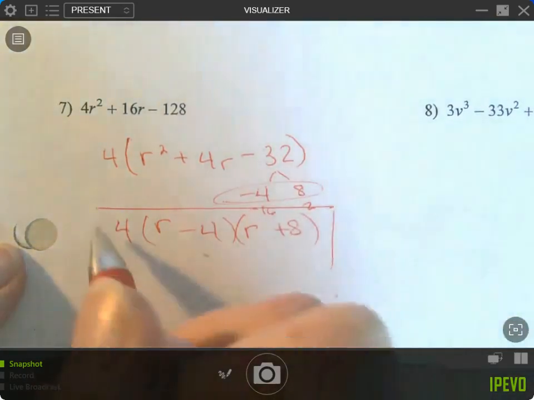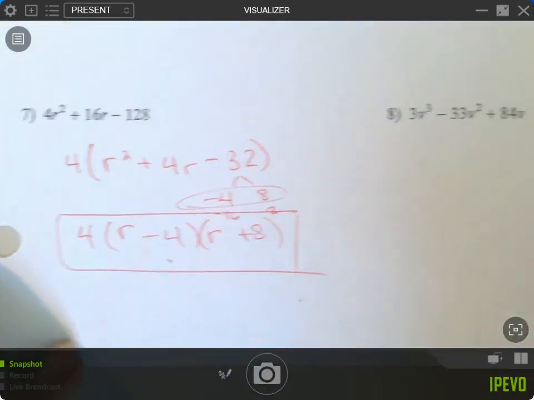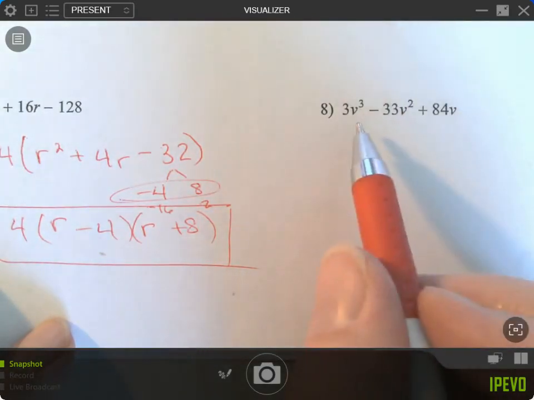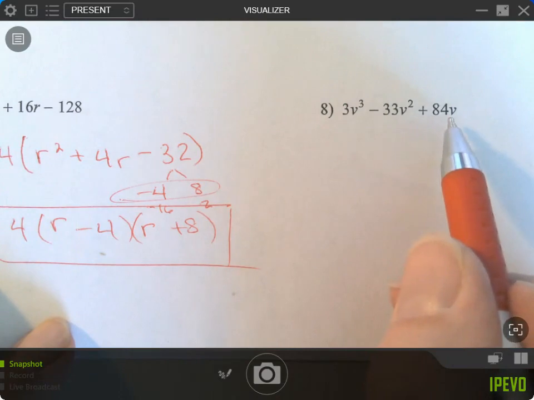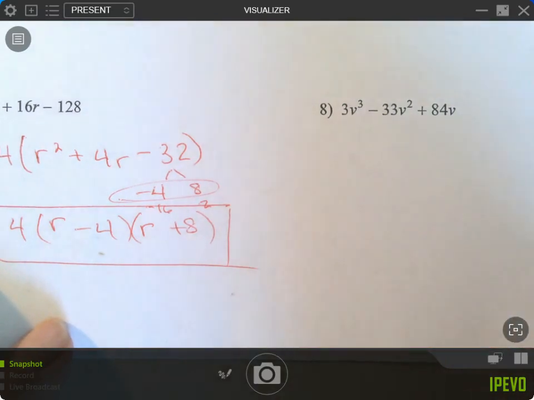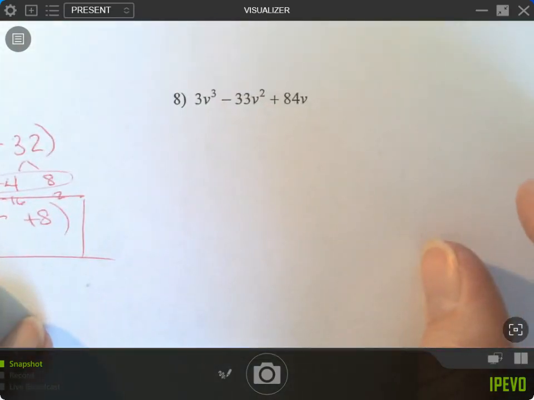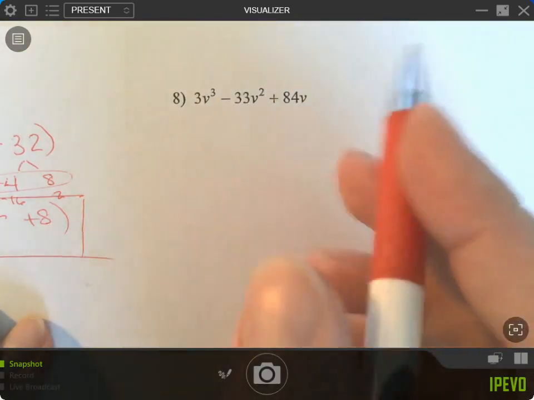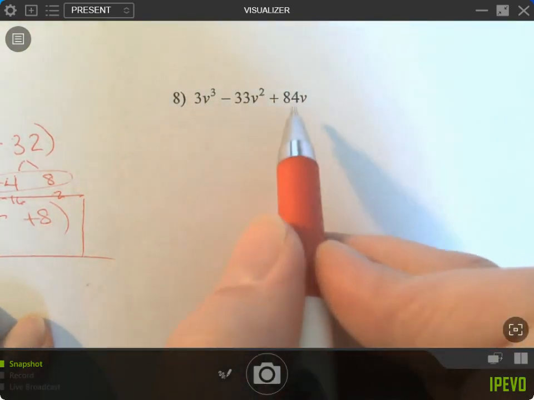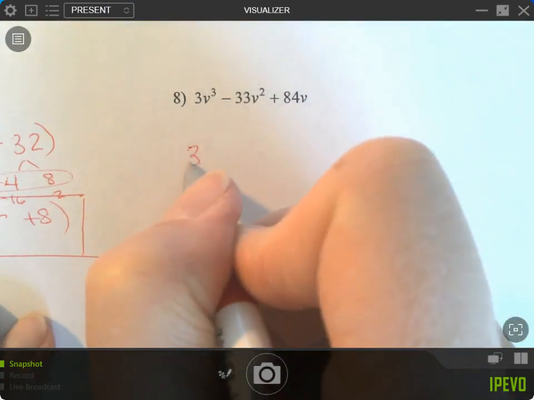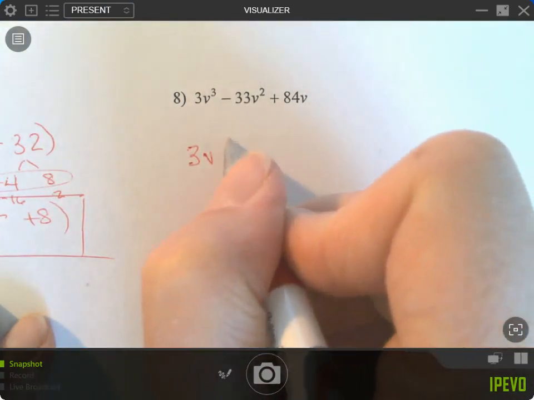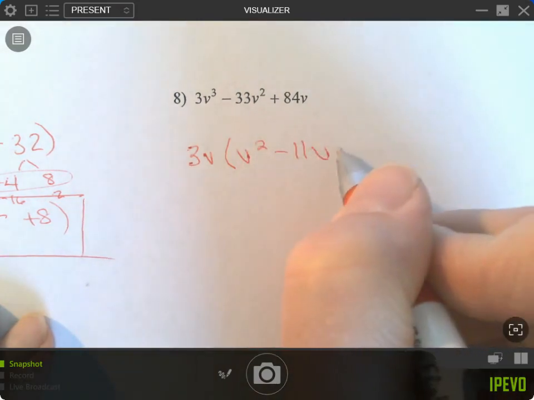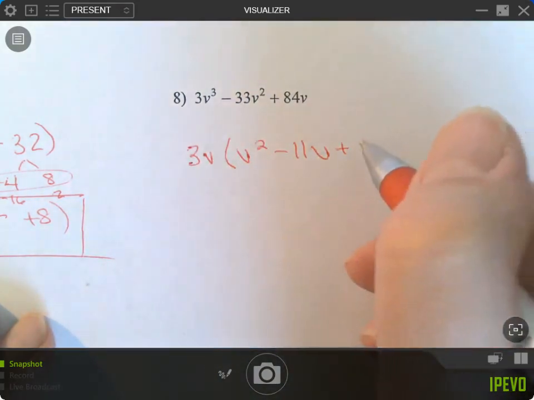All right, last one. Do they have a GCF? Because if it's a GCF, it's much easier. Well, first of all, they all have a V, right? If there's a GCF, what is my only option? The smallest number is what? 3. So that's my only option. 3 goes into 33. Does it go into 84? It does. So take out just a 3V. What's left is V squared minus 11V plus what? 28.